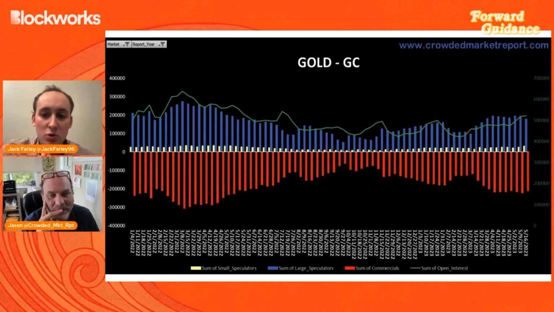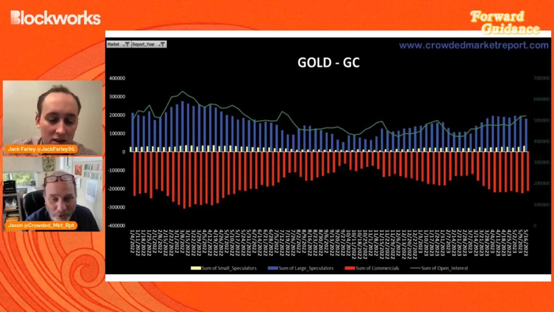So you fade the blue line at the extremes, and the blue line plus the yellow line will always equal the red line. So it always sums to zero. Large plus small speculators equals the negative of commercials. Now I need all 3 to be at extremes. You'll find times when the commercials are super short, the large traders are super long, but the small speculators are also short. I avoid that.